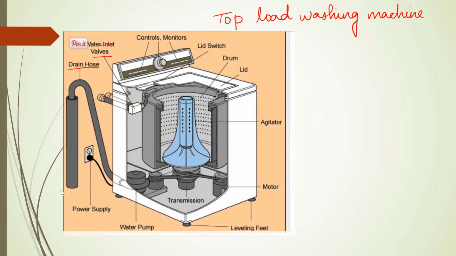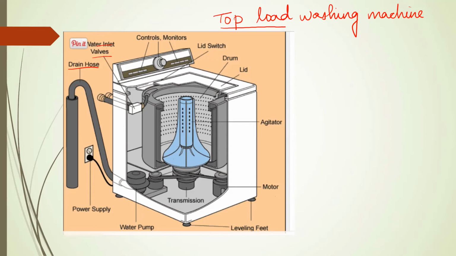So now the first thing you will do is load the clothes into the washing machine. In a top load washing machine, you will open the top, load the clothes on top, and then close it. Now you connect it to the power supply. Then you open the tray, put the detergent on the tray and close the tray. Fine. Now you turn on the supply.